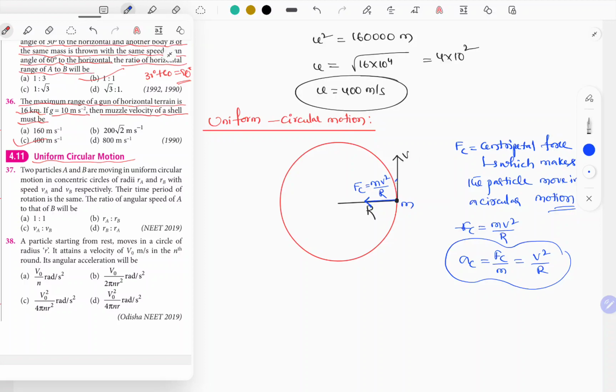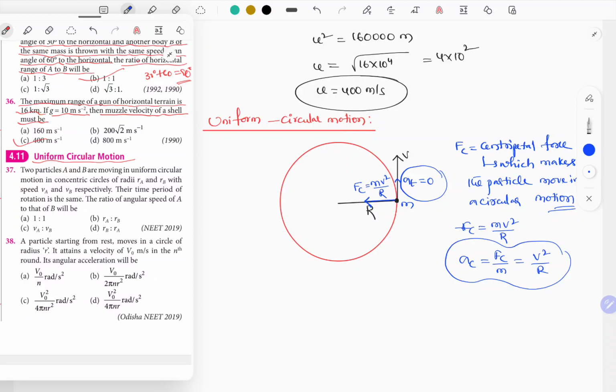So when a particle is moving in uniform circular motion, tangential acceleration is equal to 0. Only then is the velocity of the particle moving in a circular path going to be constant. Otherwise it is going to change. If it changes, that is not uniform circular motion. Then that is going to be non-uniform circular motion. Very good.